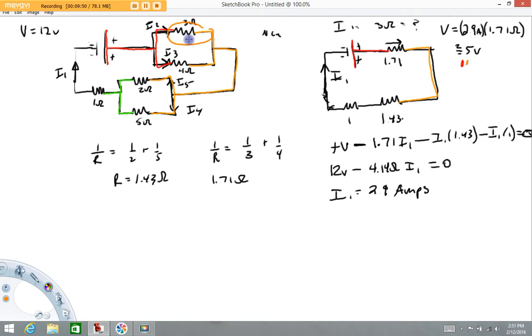So we can just apply Ohm's law to get the current I2. So Ohm's law is V equals IR, so we're going to have 5 volts is equal to I2 times 3 ohms. And if we solve that for I2, we get 5/3, which is, what is that, 1.67 amps, rounded to 3 sig figs.